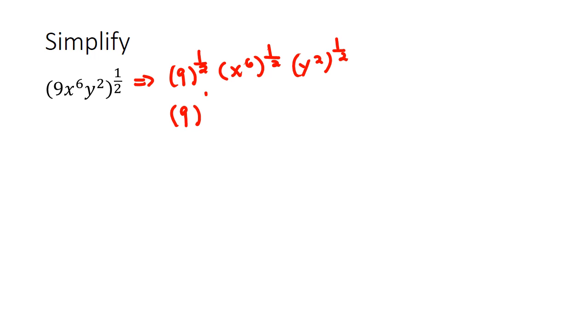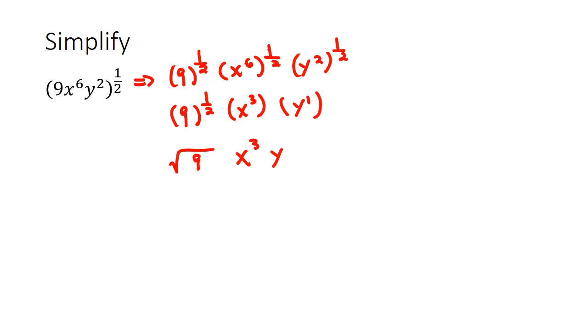So when we raise a power to a power, we multiply the exponents. So 6 times 1/2 is 3. 2 times 1/2, or 1/2 of 2, is simply 1. Now continuing on, we can now convert this fractional exponent into radical notation. 1/2 means the square root of 9 to the 1st power times x to the 3rd times y to the 1st.